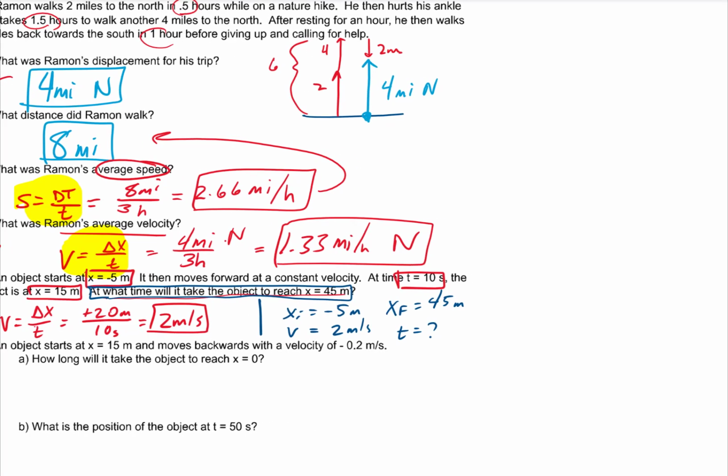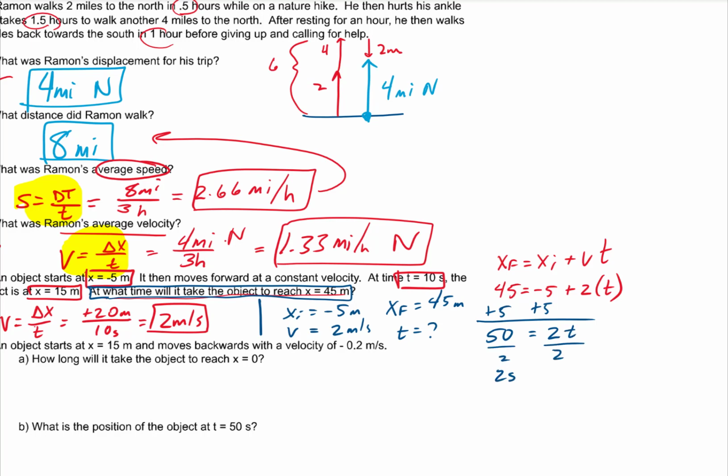So in order to do this, the equation that we're going to use is x final equals x initial plus velocity times time. We're going to plug in our numbers. So 45 is equal to -5 plus 2 times the time. And we're going to solve for the time here. So we'll add 5 to both sides because we want to deal with the addition first. So 50 is equal to 2 times the time. Divide both sides by 2. 25 seconds is how long it's going to take. That gets me there.